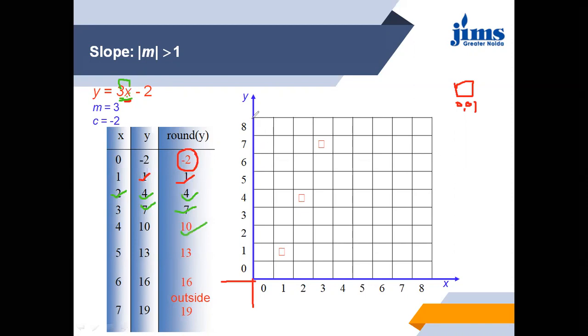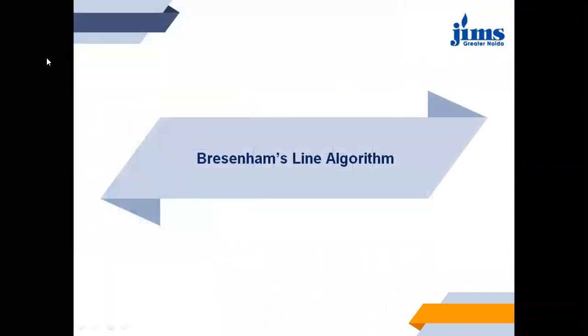Here I drew the coordinate system from 0 to 8 only, so I can draw only these three. This is to help you understand, so that it will be easy for you. We can enhance this for other coordinate systems also, but that's not our purpose over here. Our purpose is to understand what happens when the value of m, that is slope, is greater than 0.